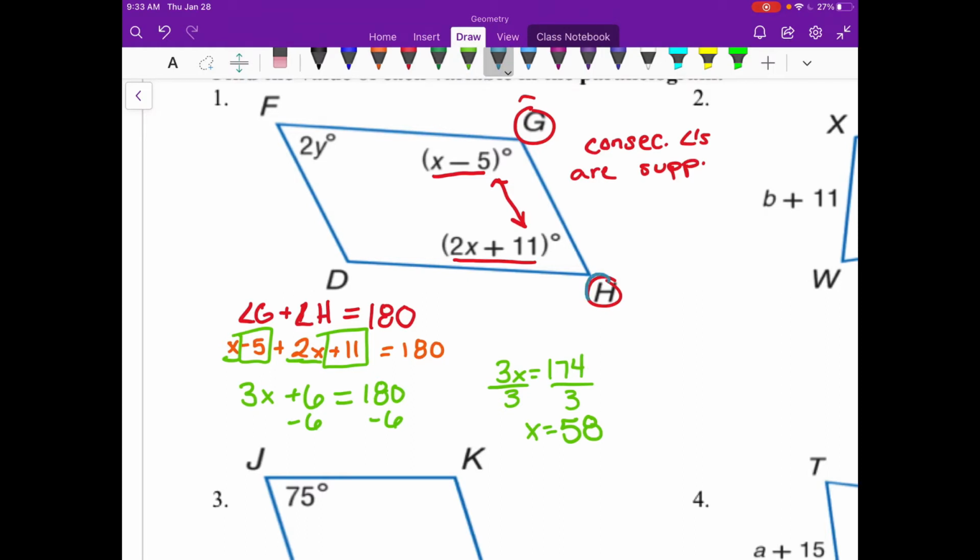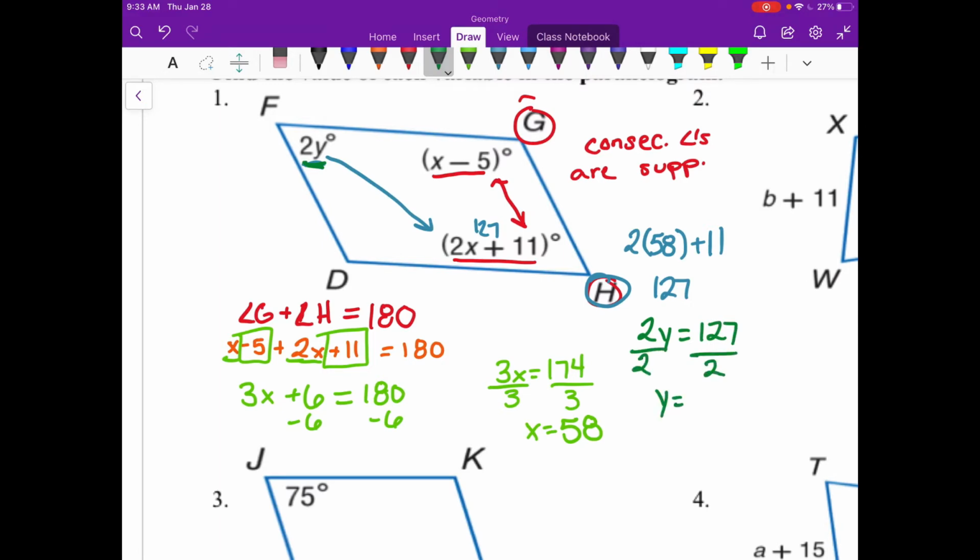I'm going to look more at angle H just because my y expression is opposite angle H, which means that angle is going to be the same. So I'm going to simplify that. So 2 times, I'm going to plug in my x that I just found, 58, plus 11, and simplify that. So 2 times 58 plus 11 is 127. So angle H is 127, which means that 2y is also 127. So 2y is equal to 127. I'm going to divide by 2. And y is equal to 127 divided by 2, which is 63.5.